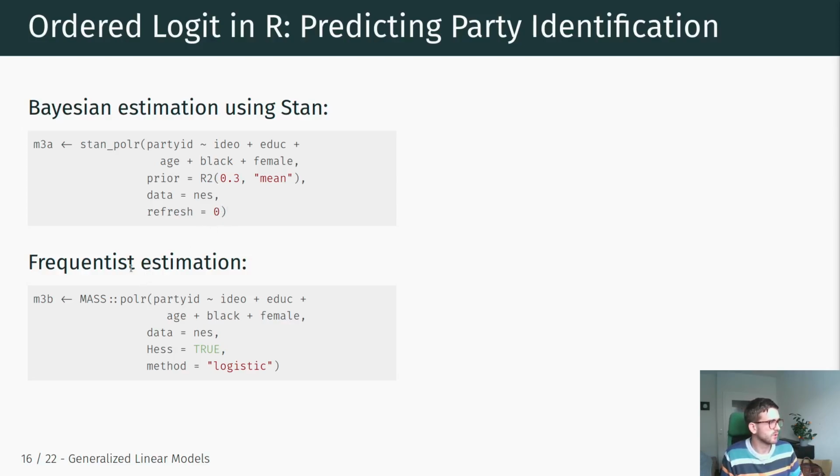Okay. If we want to do this not using Stan but using basic frequentist maximum likelihood estimation, again we can rely on the MASS package.